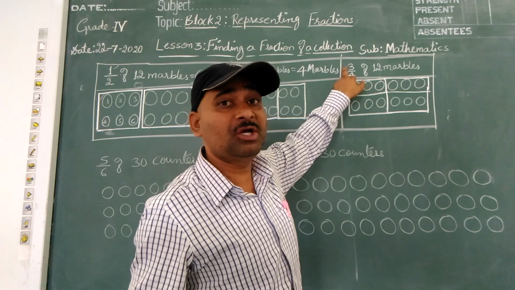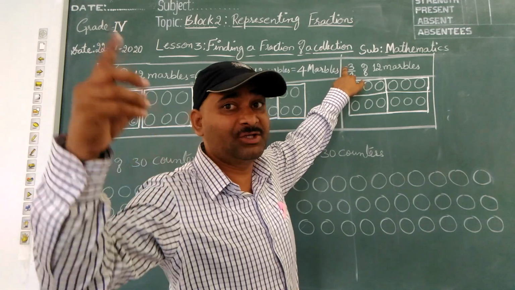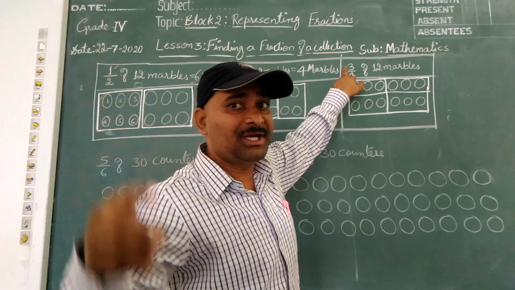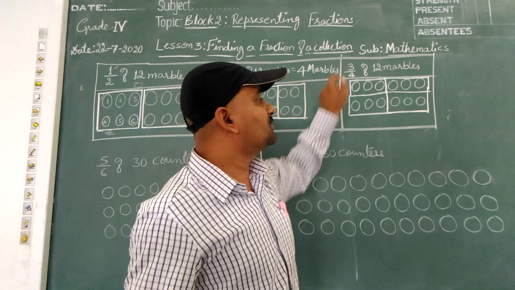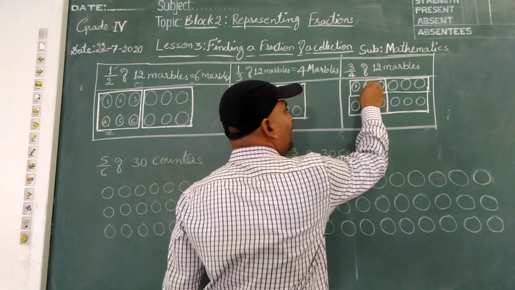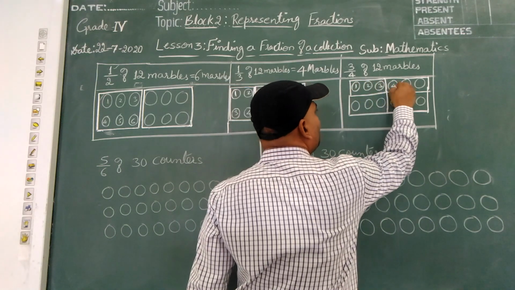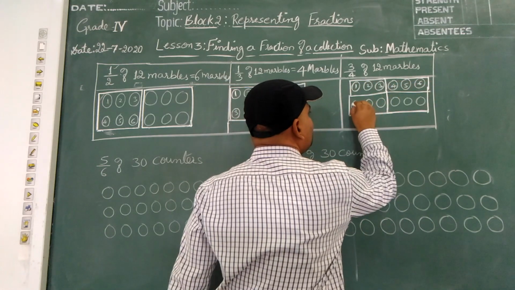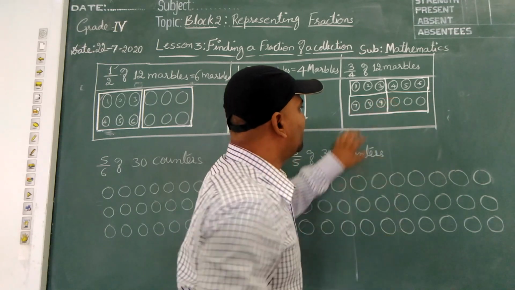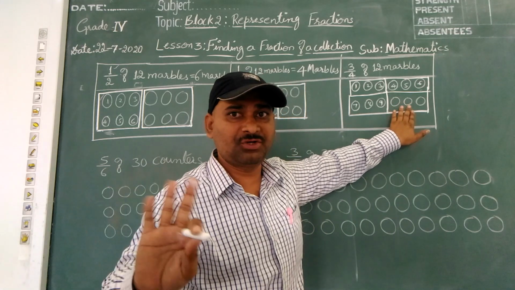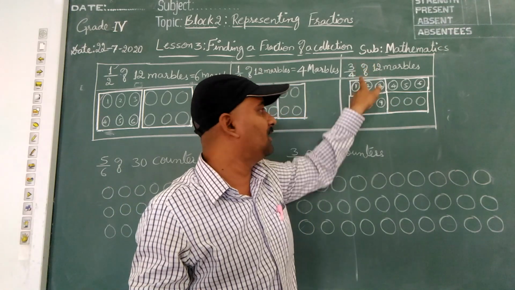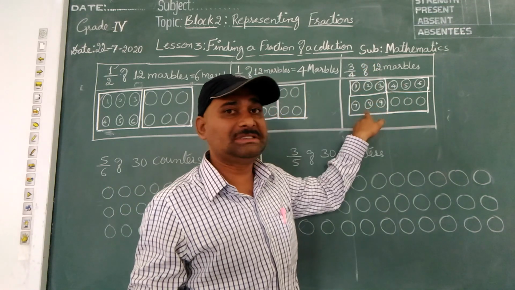Out of 4 groups, how many groups I should select? That tells the numerator. 3 groups I should select, not 1. So select 3 groups. 1, 2, 3, 4, 5, 6, 7, 8, 9. I have selected 3 groups. Fourth group I should not select because only 3 groups are there. 1 group, 2 groups, 3 groups.